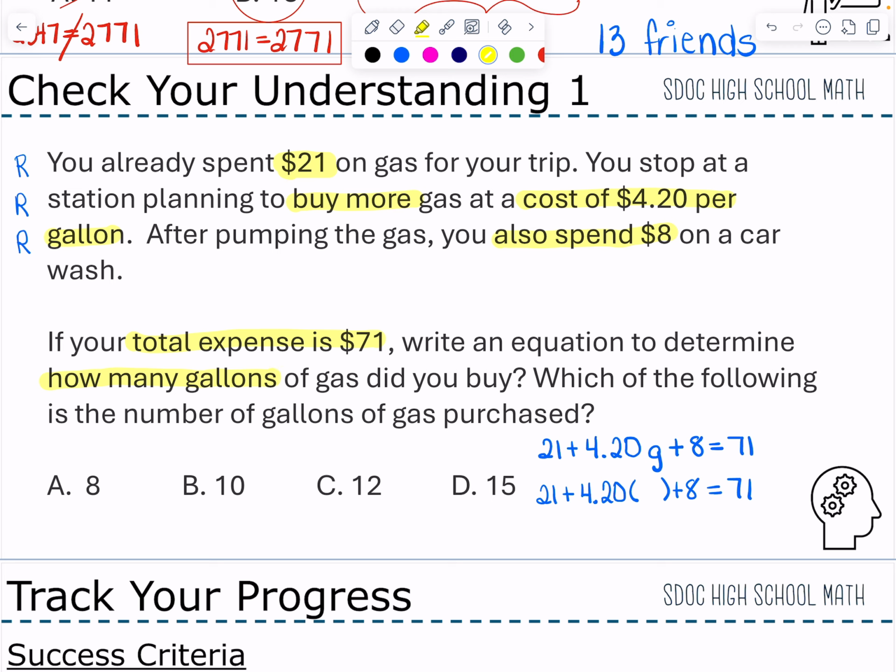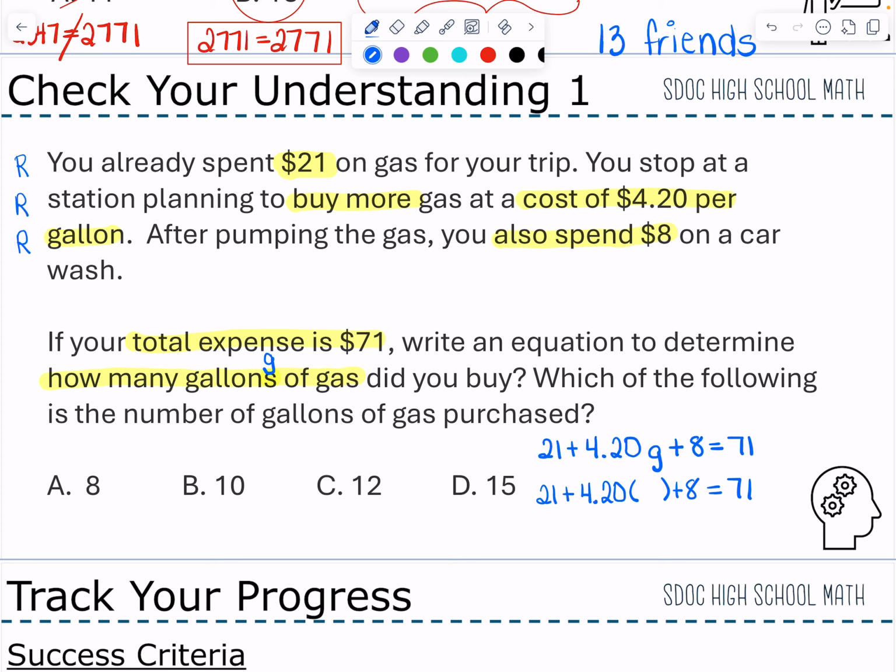That's what we're looking for. We don't know. How many gallons of gas did you buy? So our variable on this one is gallons of gas. On this one, I'm going to go ahead and use G. But you can use X if you want to. Okay? So now that we have our equation, 21 that you had already spent, $4.20 per gallon, plus the $8 you spent on the car wash equals 71.